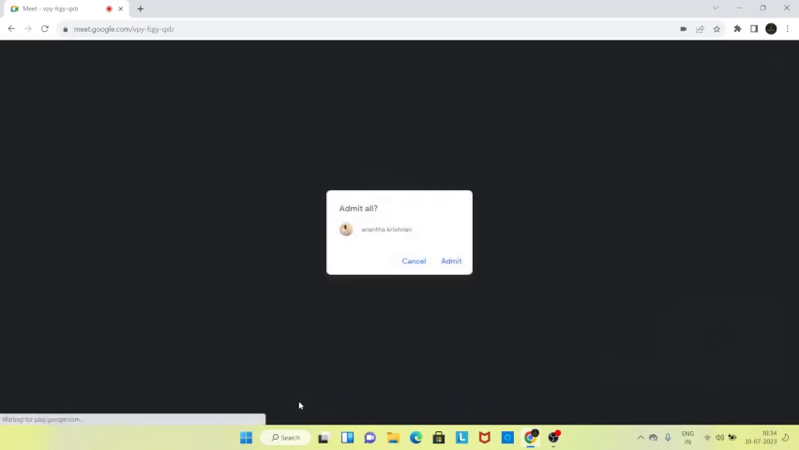I am from a nuclear family. My father's name is Dinesh Kumar. My mother's name is Sri Vidya. My father is a driver. My mother is a housewife.